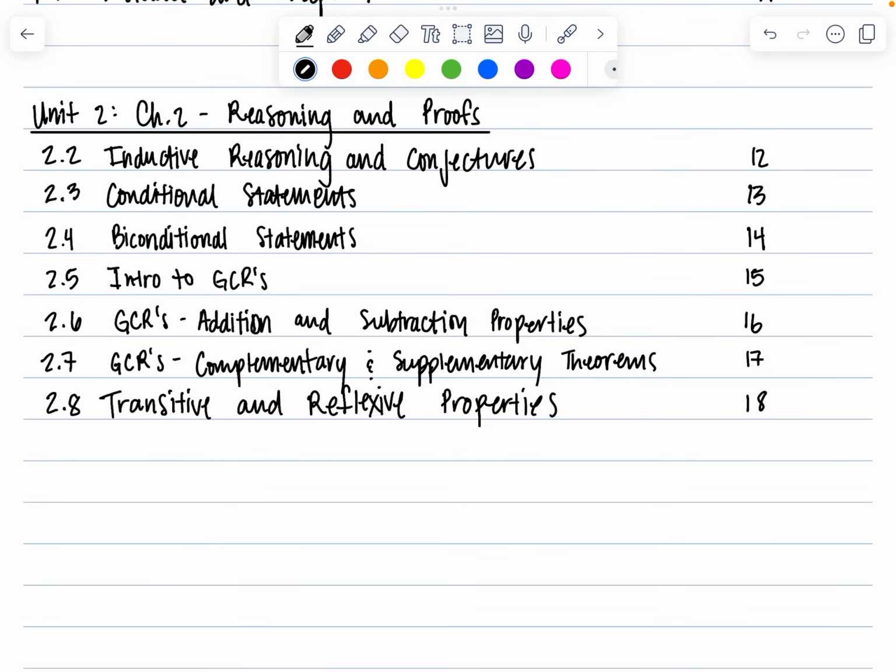Hello and welcome to our next section, the transitive and reflexive property. This is going to be the last in terms of properties. This is going to be the last set of notes for it, but we will get into two-column proofs in the next video. So just keep that in mind. The transitive and reflexive property are used in GCRs, and we will use them for two-column proofs a lot. So just keep that with an open mind.